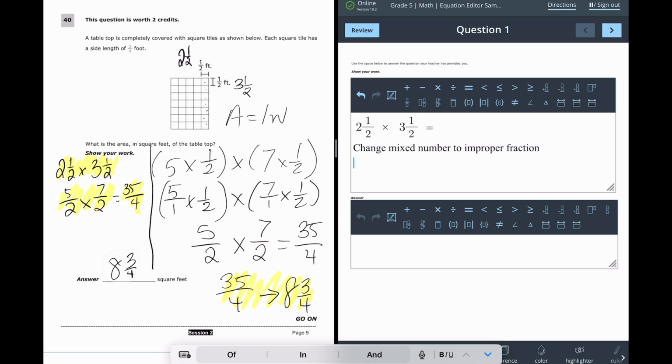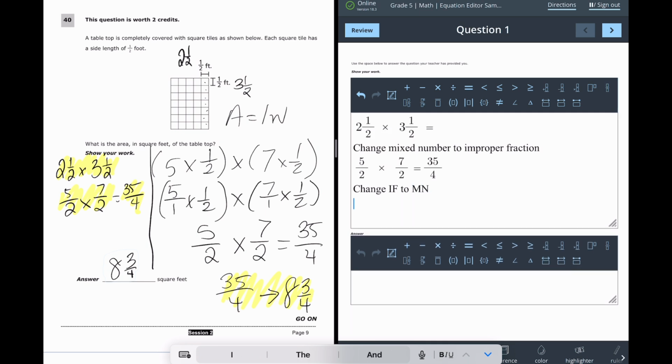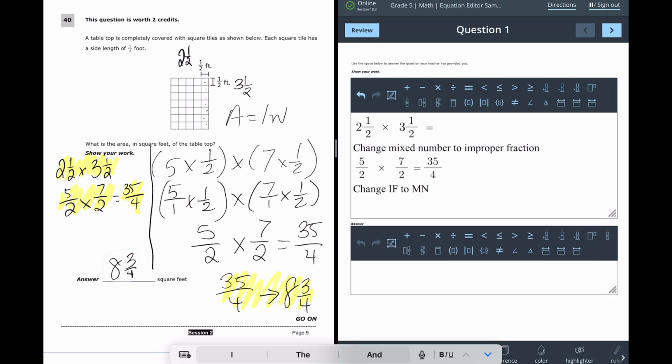So I'm going to have this times this. Okay, so now I have 5 halves times 7 halves. Okay, done. And that is going to be equal to 35/4. Done. Change improper fraction to mixed number. And I'm going to extend this down a little bit. So these 3 little lines, I can pull them down with my finger to make it longer.